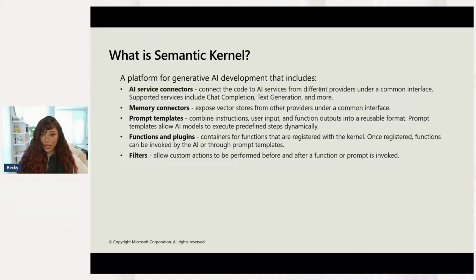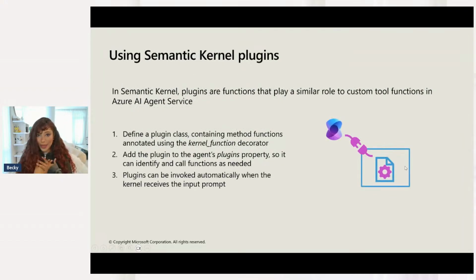Plugins are containers for functions that you can write in native code like Python or C#, and you register your plugins with the kernel. The functions that you add can be invoked automatically with the AI or through your prompt templates. And finally, we have filters that can be registered with the kernel. So when a function is called or when a prompt is invoked, these filters can let you perform custom actions before and/or after the result is generated. So all in all, the Semantic Kernel has a lot of really cool tools that you can use to develop your AI application. I personally really like the plugins for Semantic Kernel.